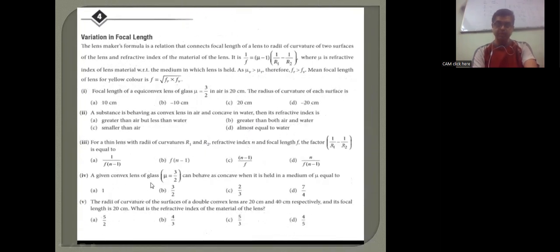A given convex lens of glass mu 3 by 2 can behave as a concave lens when it is held in a medium of mu equals to. But a convex lens, its refractive index is 3 by 2. You want it to behave like a concave lens. So you have to put it in a medium whose refractive index is more than the refractive index of this lens. Now check, which option shows a refractive index greater than 1.5?